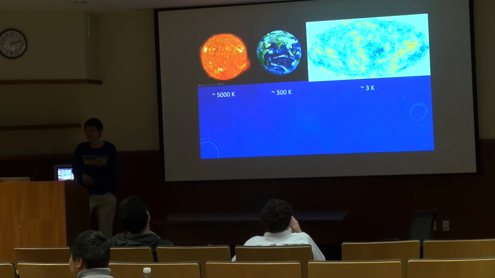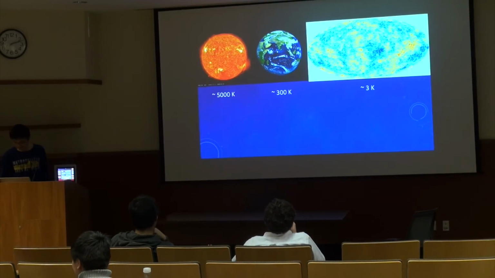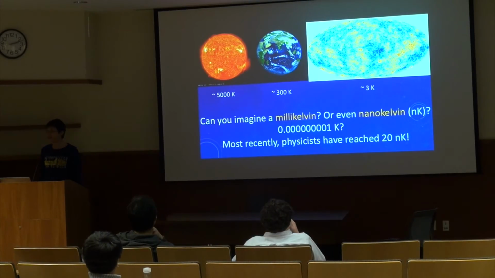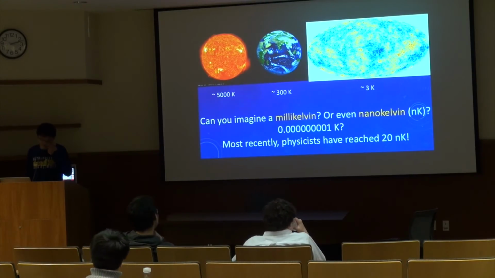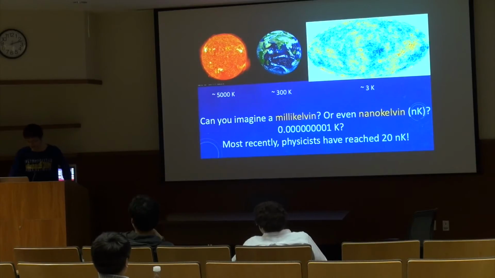Well, really, we're getting to really cold. Just think about it: on average, the universe has a temperature of about 3 Kelvin. So can you even imagine a millikelvin or nanokelvin? Physicists have done that. They can actually reach 20 nanokelvin in the most recent experiments, done I think at the University of Colorado, Boulder. If you are familiar with it, it's very strong in atomic physics. They have a lab there that studies these ultra cold atoms.